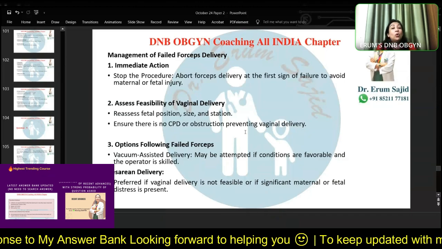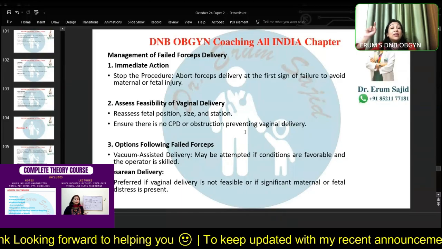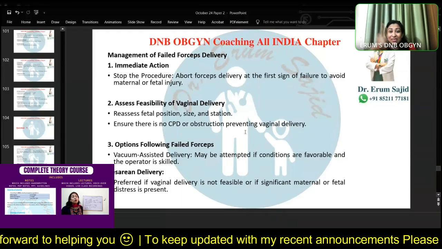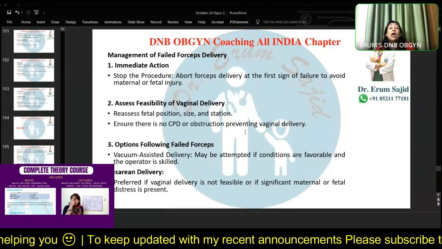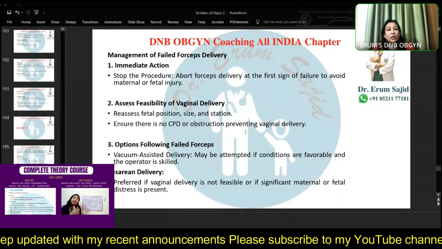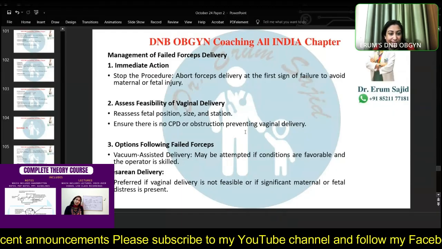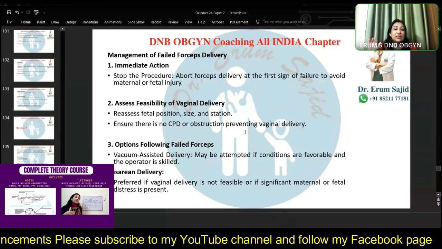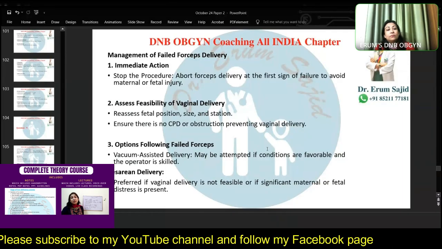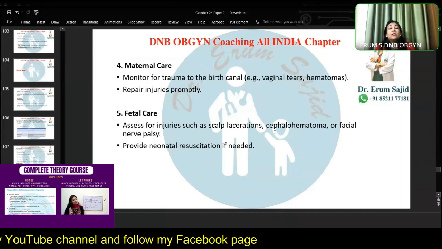You can reapply only with standby of the OT staff and the anesthetist. Because this time, if it fails, you're abandoning it for good. One more choice is that you can go in for a vacuum delivery, but usually when you're doing a forceps delivery, you do not abandon it for a vacuum delivery mostly. The answer will be a cesarean section. Okay? That's it. That's pretty much it.